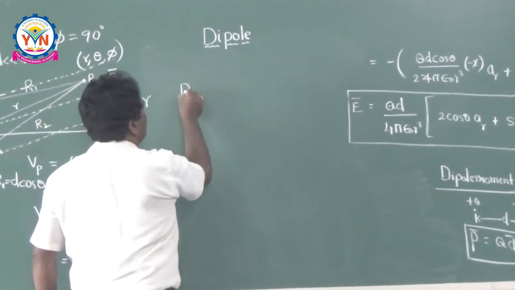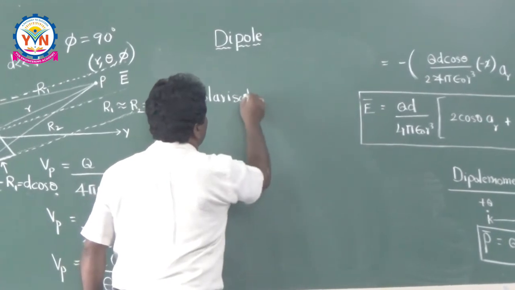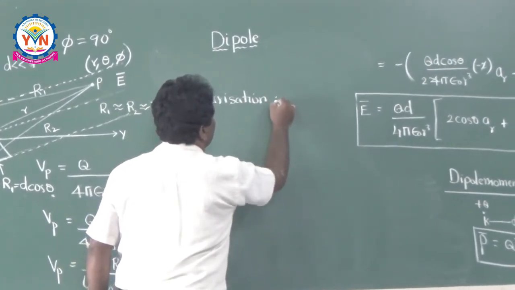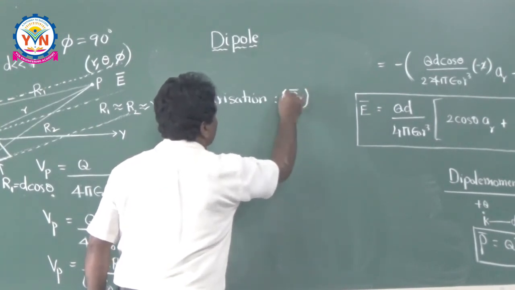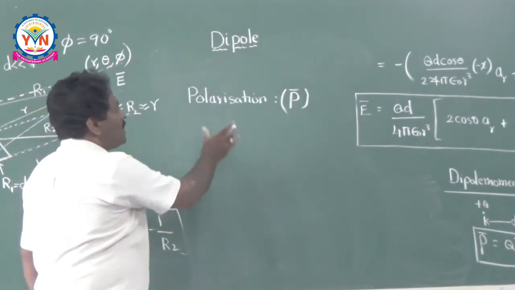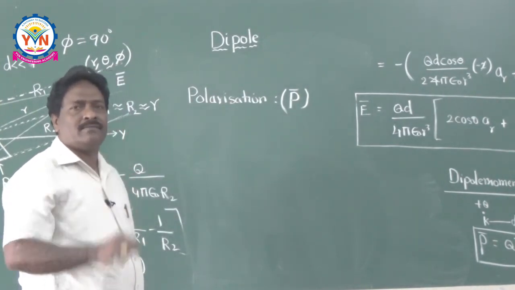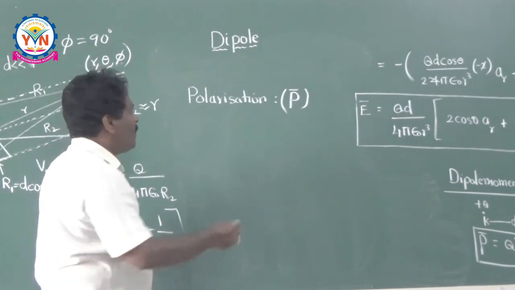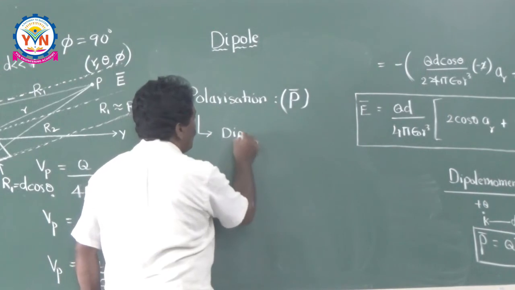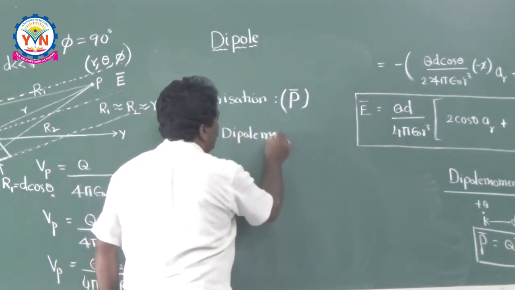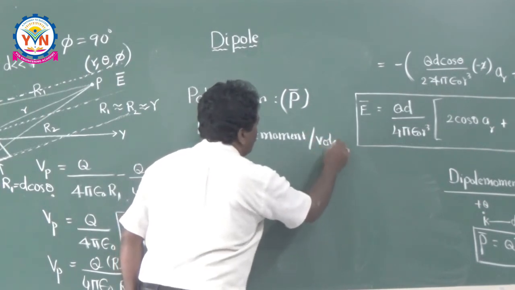Polarization is represented by the capital letter P. It is also a vector. Polarization is defined as dipole moment per unit volume. So the definition is very simple. Polarization is nothing but the dipole moment per unit volume. Per unit volume, what is the dipole moment?